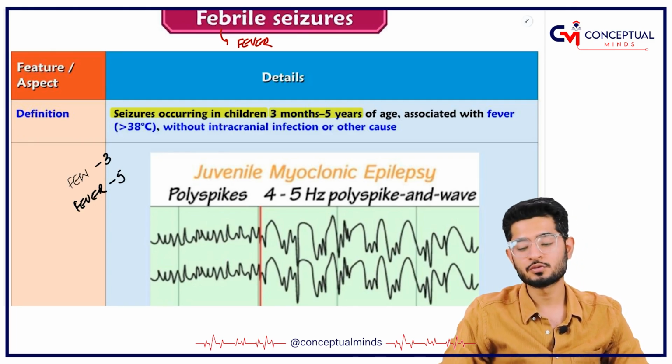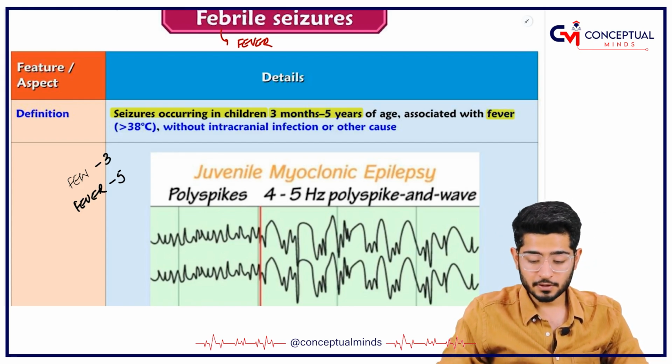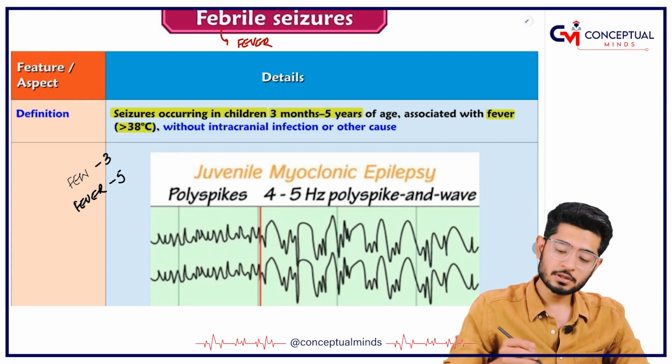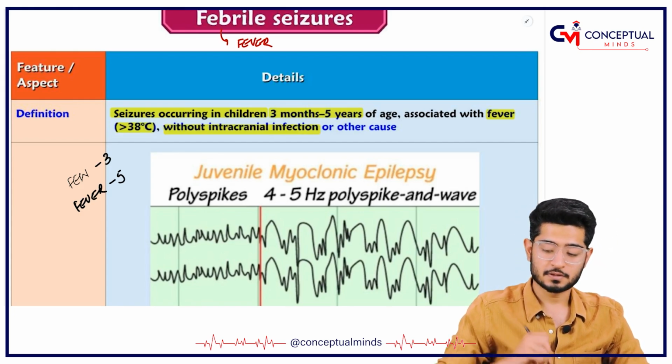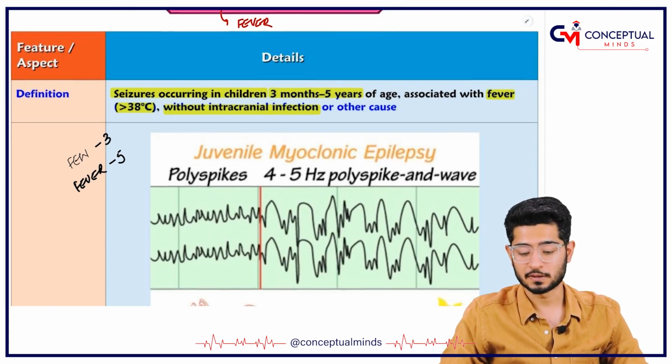So 3 months to 5 years of age, associated with fever, and the fever is more than 38 degrees Celsius, without intracranial infections. There must be no intracranial infection associated with it.